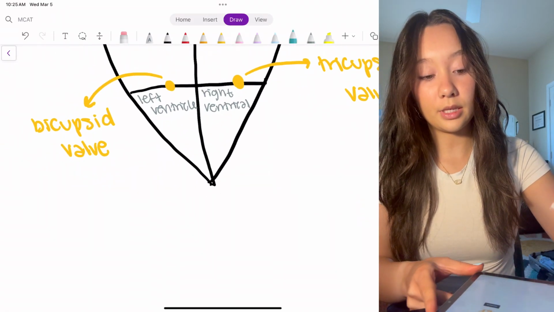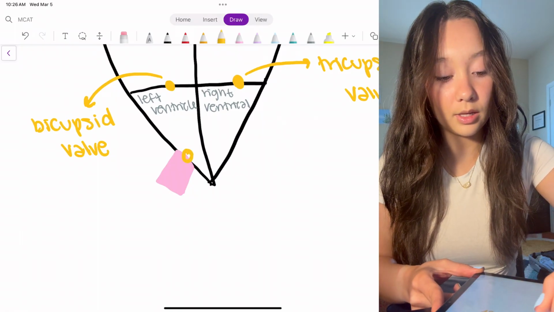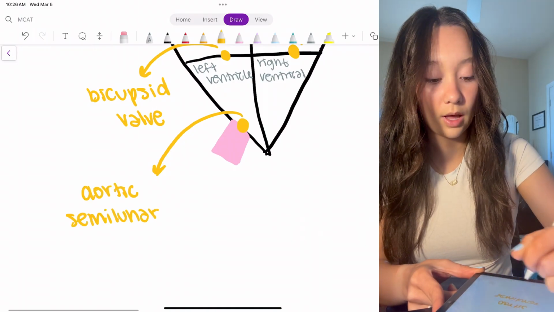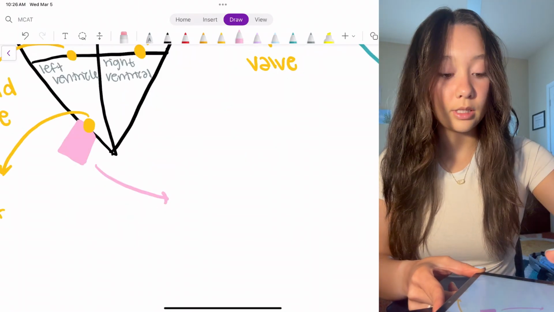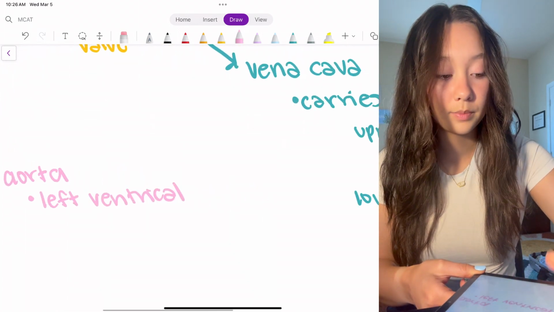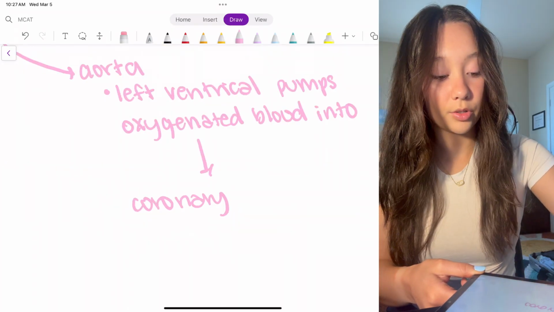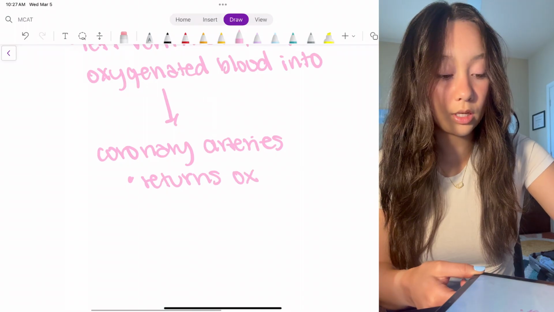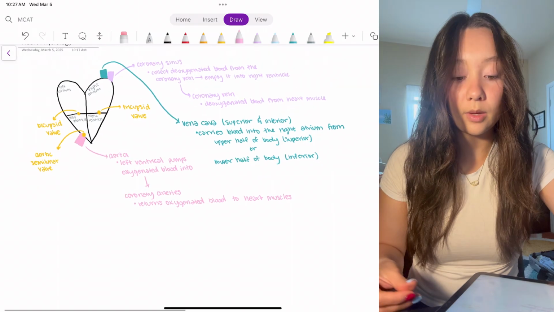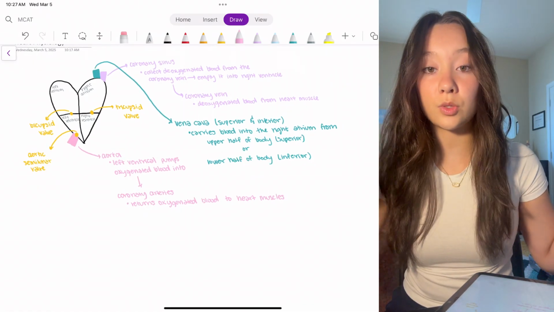Now we have this thing right here called the aorta, and we also have another valve right here. So this valve is called the aortic semilunar valve, and this pink structure is the aorta. And the job of this is what the left ventricle pumps oxygenated blood into. This next travels to the coronary arteries, which returns oxygenated blood to heart muscles. So again, when we think about coronary, we think about the circulation that is just within the heart. So coronary is not going to go to the rest of the body, it's just within the heart itself.